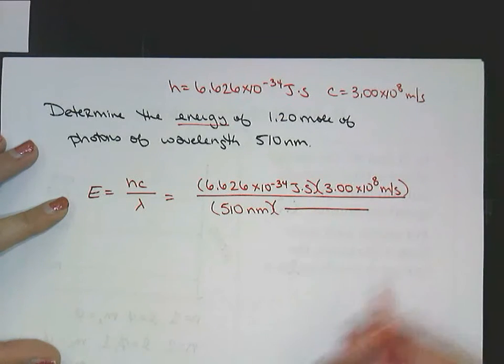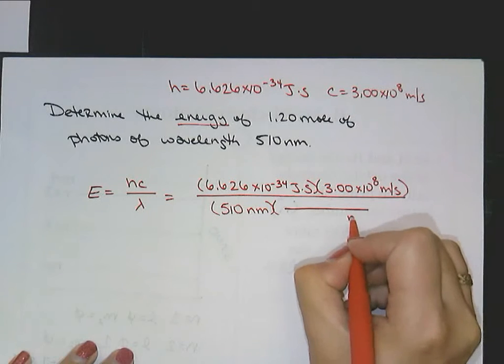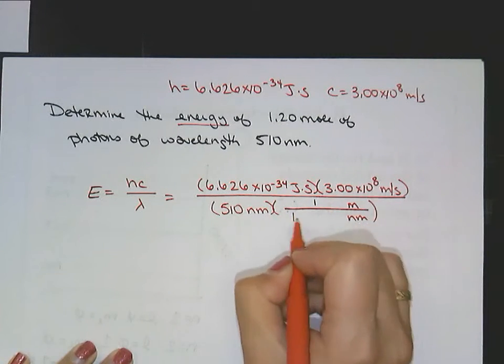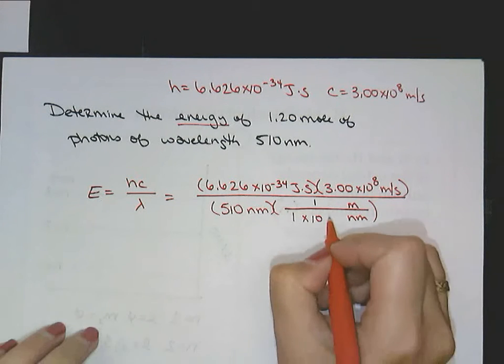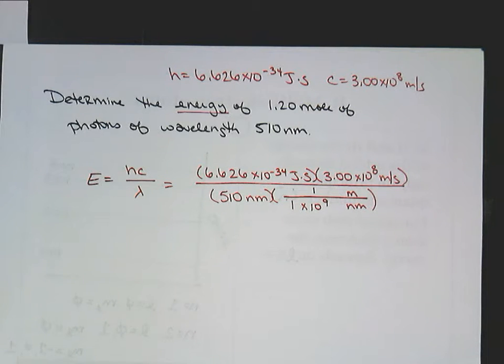So if I want to get out of nanometers, do I put nanometers on top or on bottom? On the bottom, and meters on top. I'm going to put 1 meter. Which is bigger, a meter or a nanometer? A meter is bigger, right? So I need a lot of nanometers to make up 1 meter. All right, so let's see where that gets us. Times 3 times 10 to the 8.